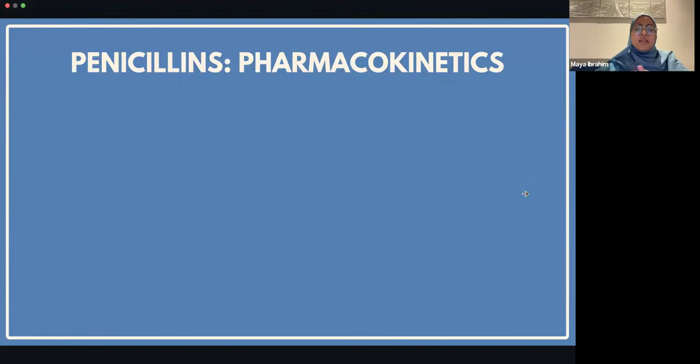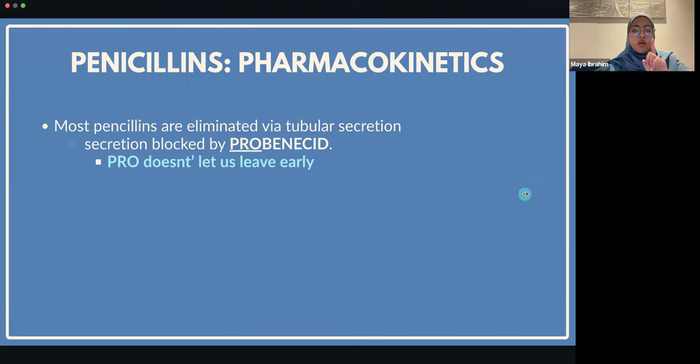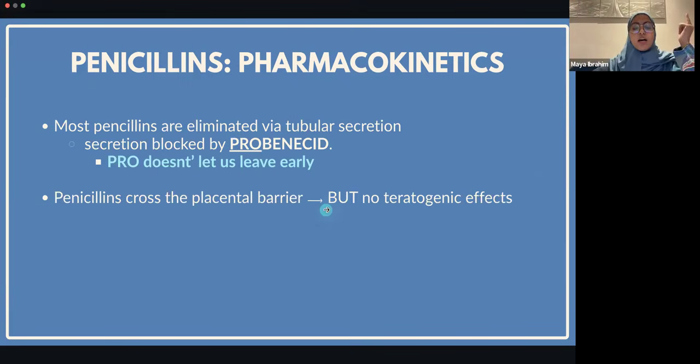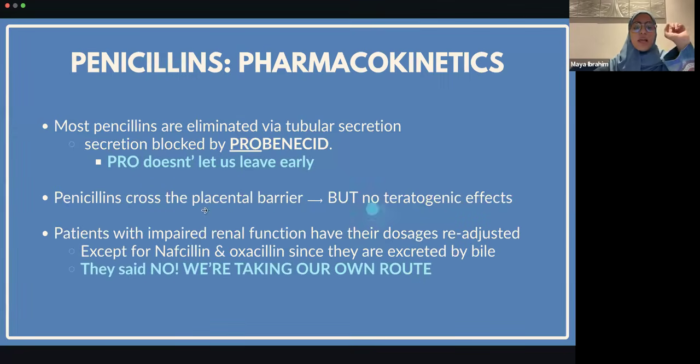Moving on. Penicillins, pharmacokinetics. Now, most penicillins are excreted via the kidneys, via the tubular secretion. But what blocks it is a drug called probenecid. How I remember it is, you know how a pro doesn't let you leave early and you're in that room for hours? Pro doesn't let you leave early, probenecid. Penicillins cross the placental barrier, but they don't have teratogenic effects.